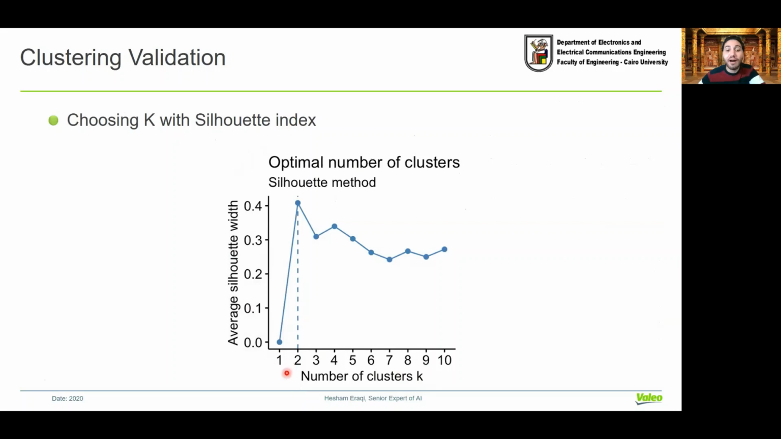So you can try different values of k. You can run the clustering using k-means with k equal 1, then run it again with k equal 2, k equal 3, and so on. And each time you calculate the silhouette index. And because the silhouette index is very suited to data that can be solved using k-means, you can trust it. So you can draw this graph, and you can pick the k that maximizes the silhouette index.